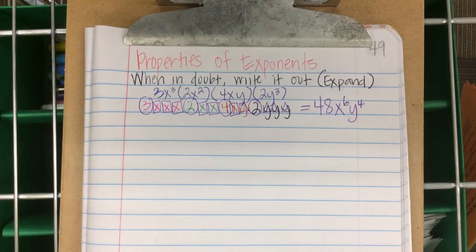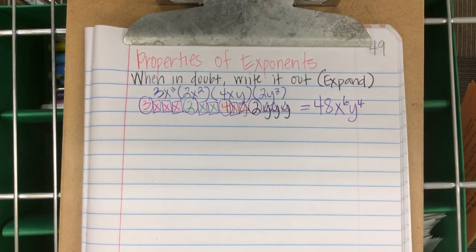Does anyone know the rule? Remember the shortcut? Because you don't have to do it this way. Does it work this way? Yes, but there's a shortcut. There's a property. There's a rule. Anyone remember it?